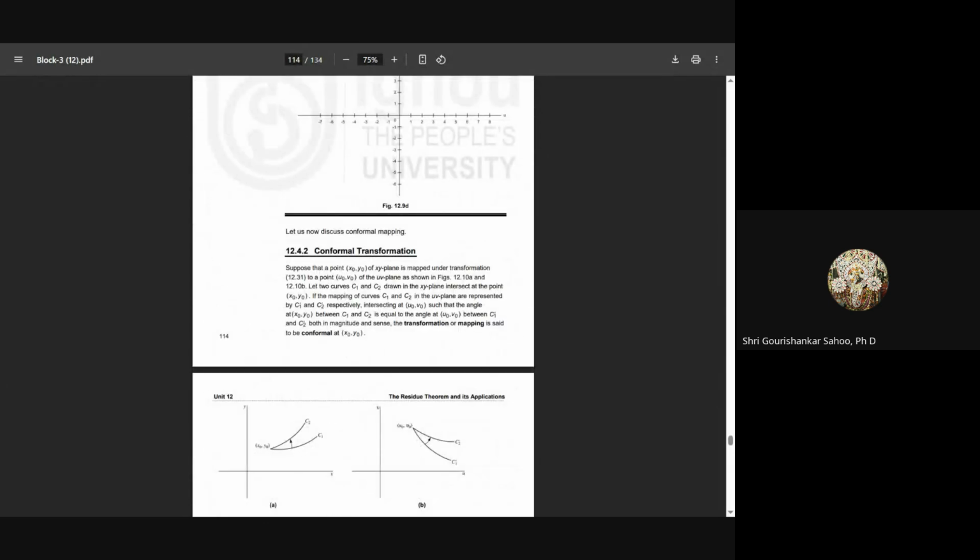And see the figure. Suppose that a point (x0, y0) of xy plane is mapped under transformation to a point (u0, v0) of the uv plane as shown in the figure. And two curves C1 and C2 drawn in the xy plane intersect at the point (x0, y0). So if the mappings of curves C1 and C2 in the uv plane are represented by C1' and C2' respectively, intersecting at (u0, v0) such that the angle at (x0, y0) between C1 and C2 is equal to the angle at (u0, v0) between C1' and C2', both in magnitude and sense, the transformation or mapping is said to be conformal at (x0, y0).